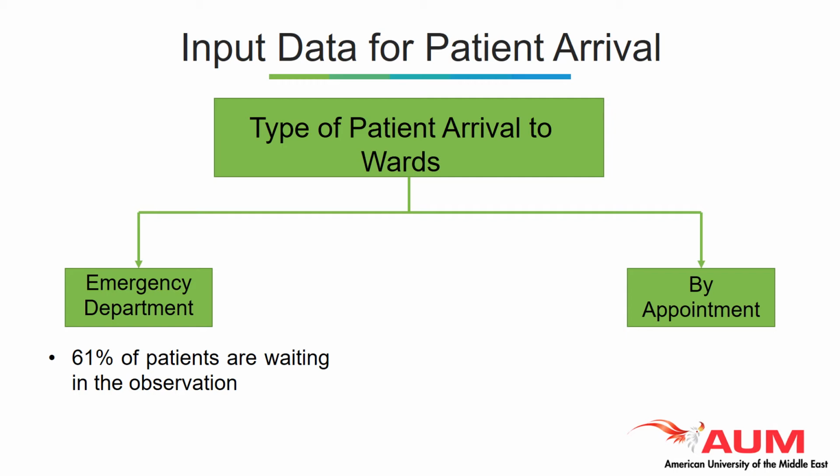The first type is from the emergency department, and 61% of these patients are waiting in the observation room in the emergency department because there is no available bed inside the ward. And the second type is the patients coming by appointment.